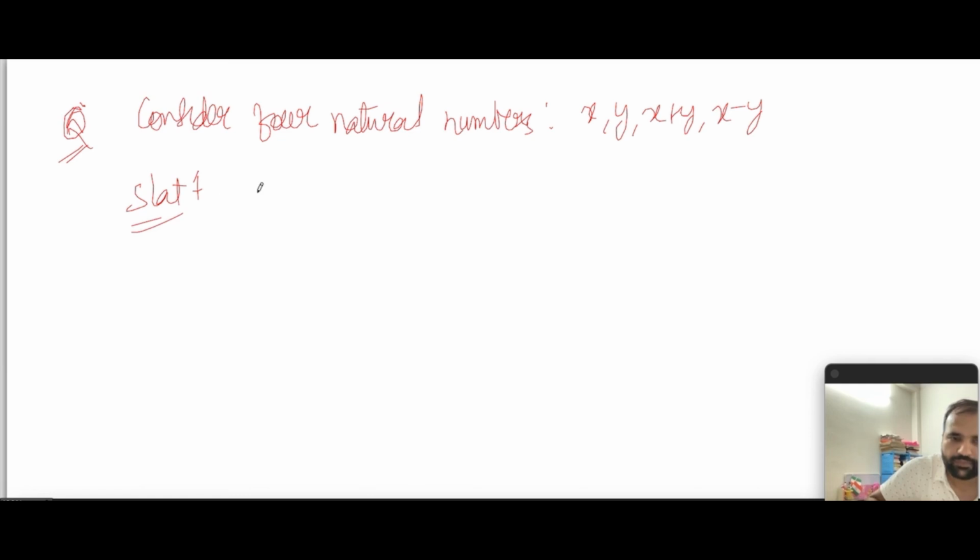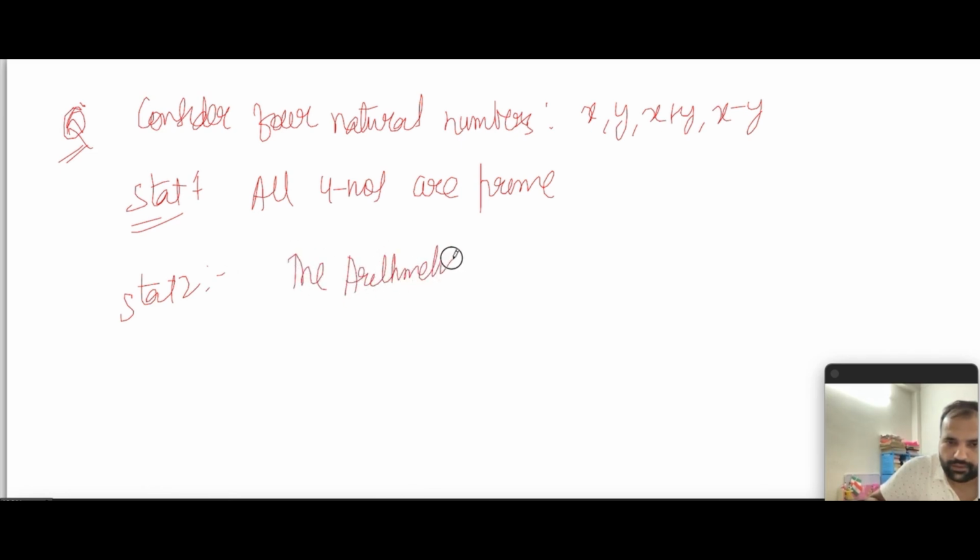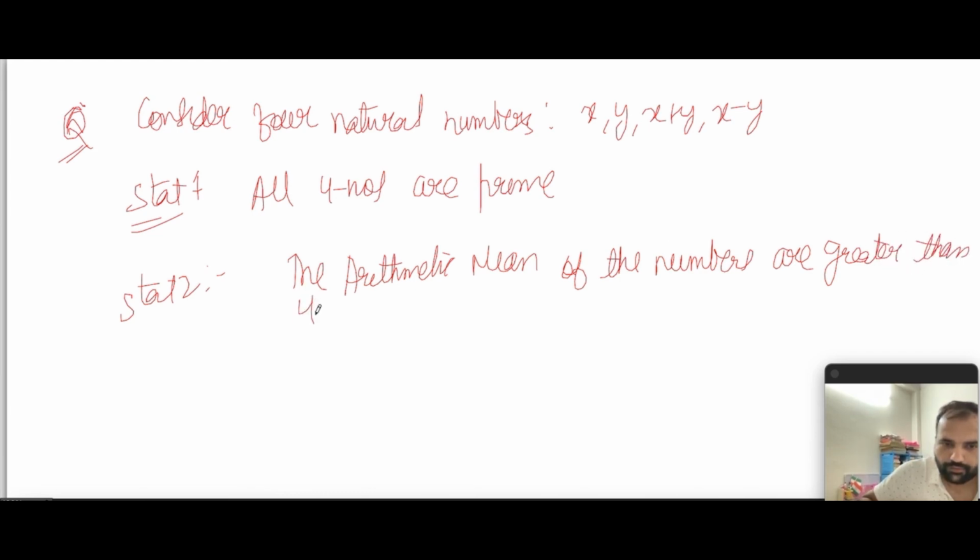Now there are two statements given. Statement number 1: all 4 numbers are prime, and statement 2: the arithmetic mean of the numbers is greater than 4. So now we have to conclude something out of this.